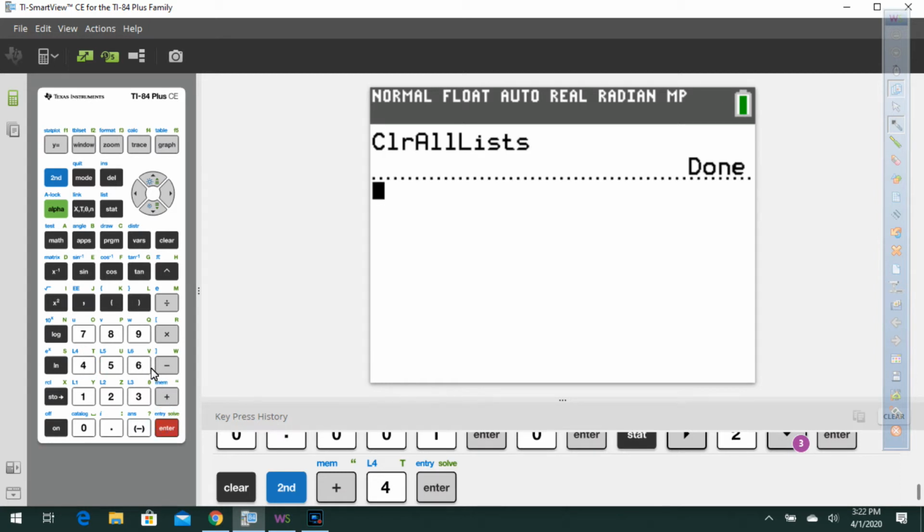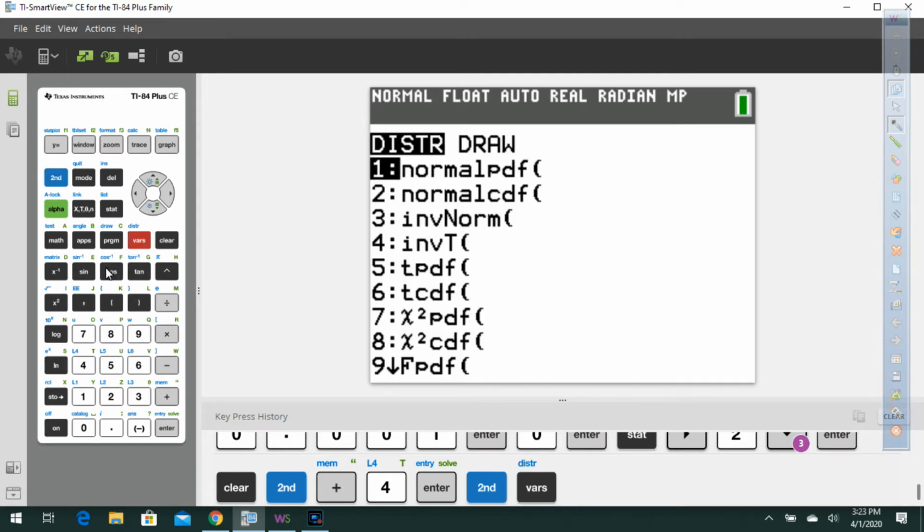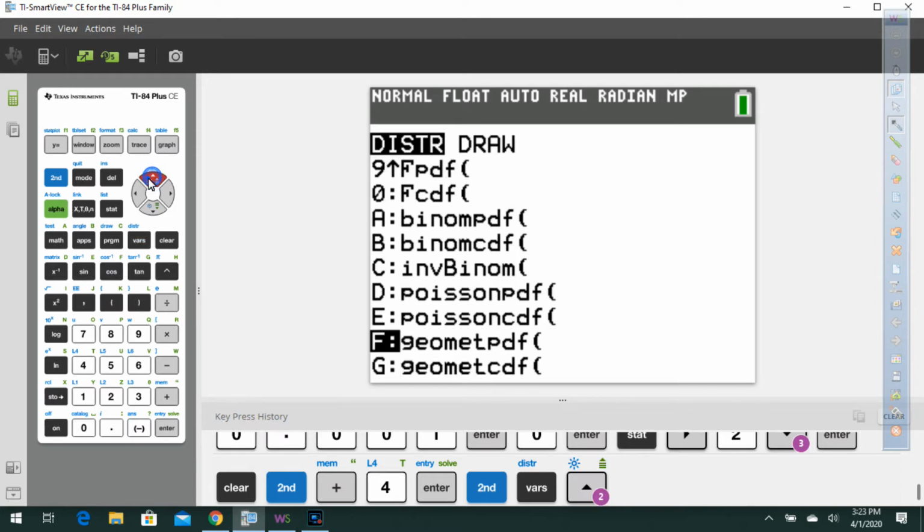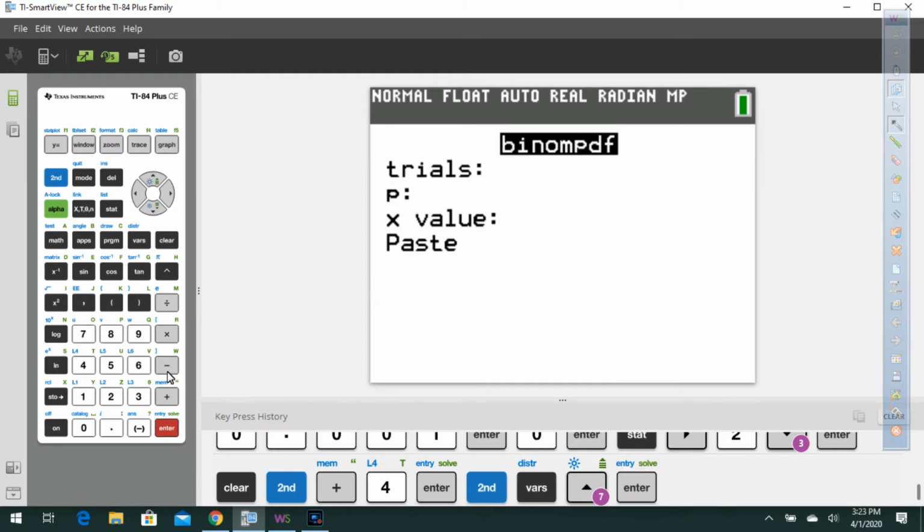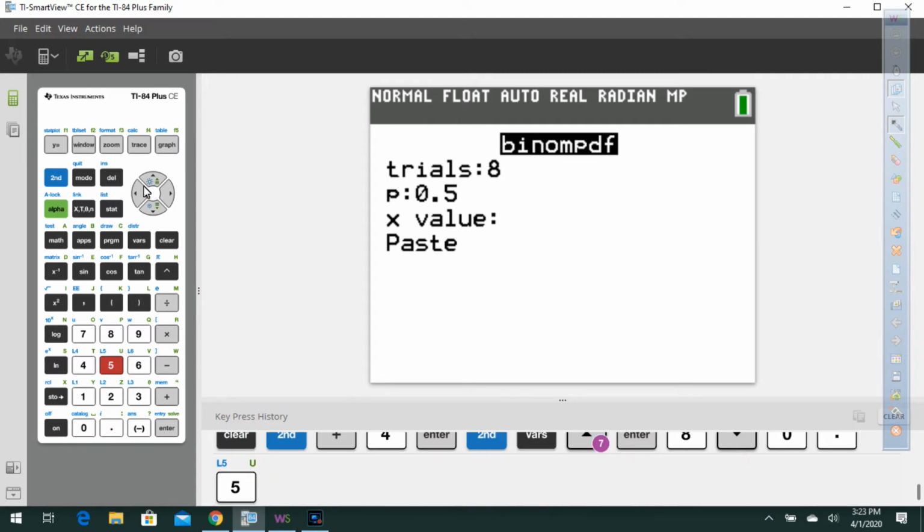And those are done. Now I want to calculate 6 girls in 8 births. So I'm going to press second and the vars button. Notice how it says distribution above it. Then I'm going to scroll up until I get to A. On the Inspire it was menu 65A. On this, it's a little bit different. Press enter, and it gives me a little screen. How many trials were there? There are 8 trials. My probability was 50%, 0.5. My X value is 6.